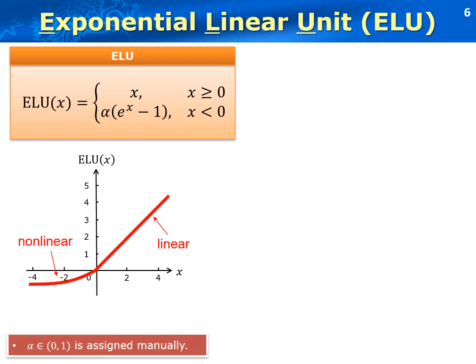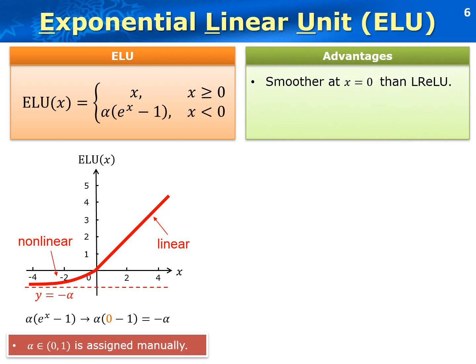When the input is very small and tends to minus infinity, we notice that this exponential term approaches 0. As a result, the negative part approaches minus alpha. This implies the horizontal line y equals minus alpha is the asymptote of the negative part. The concatenation of linear and nonlinear functions at x equals 0 makes ELU smoother at the 0 point than leaky ReLU. We can see from the graph of the derivative of ELU.